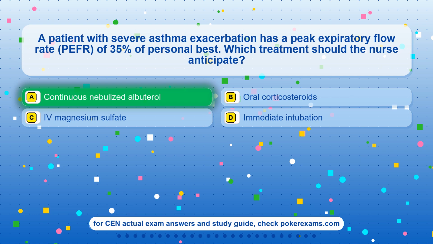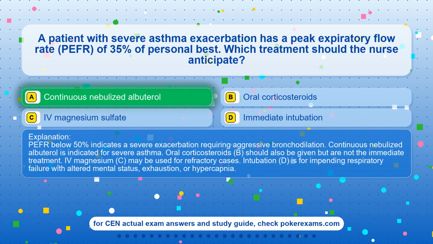The correct answer is option A, continuous nebulized albuterol. PEFR below 50% indicates a severe exacerbation requiring aggressive bronchodilation. Continuous nebulized albuterol is indicated for severe asthma.